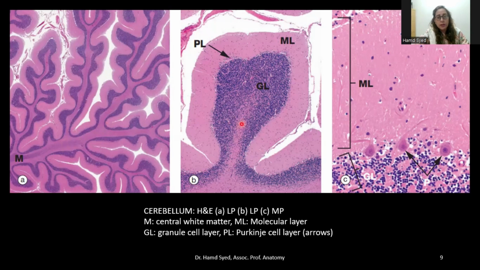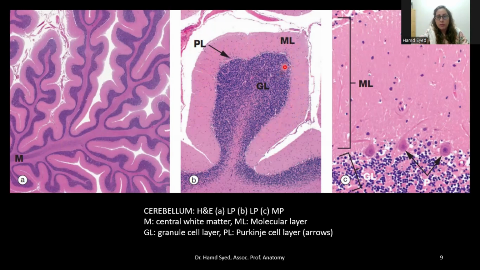Now let's look at histomicrograph B, which is at a higher magnification. Remember, these sections are all stained with hematoxylin and eosin. And over here in this higher magnification, we can see the 3 individual layers of the cerebellar cortex. The outermost or most superficial one is the molecular layer, which I told you contains relatively fewer neurons but more nerve fibers.